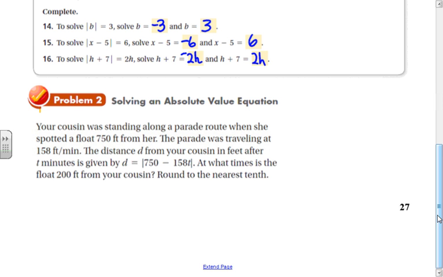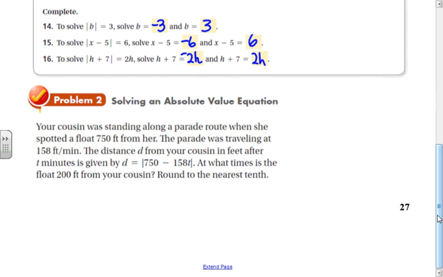All right, so your cousin was standing on a parade route when she spotted a float 250 feet from her. The parade was traveling at 158 feet per minute. The distance d from your cousin in feet after t minutes is given by d equals the absolute value of the quantity 750 minus 158t. At what times is the float 200 feet from your cousin? Round to the nearest 10th.